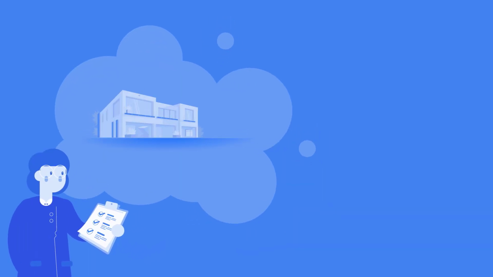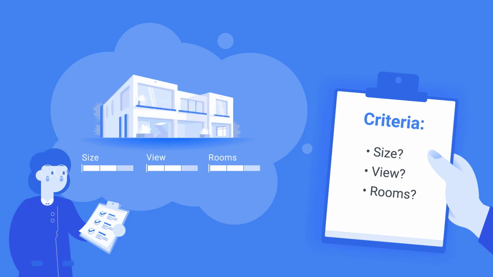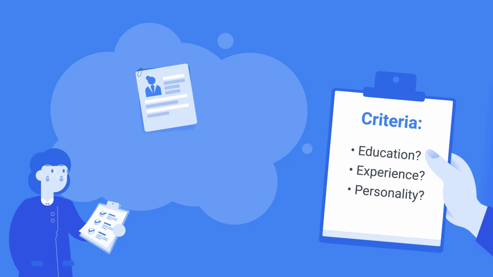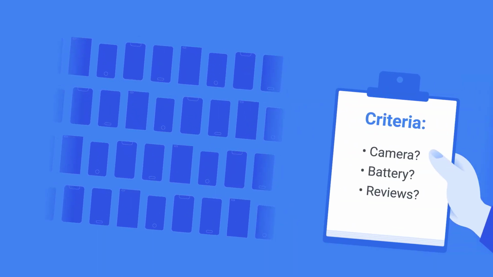Maybe we're looking for a new house to buy, and we're concerned about the size, the view, and the number of rooms. Or maybe we want to hire a new candidate for a job, and we want to look at their education, their experience, and personality. In this example, we'll be looking at a new smartphone to buy, so we will consider the camera quality, the battery life, and reviews, among other things.